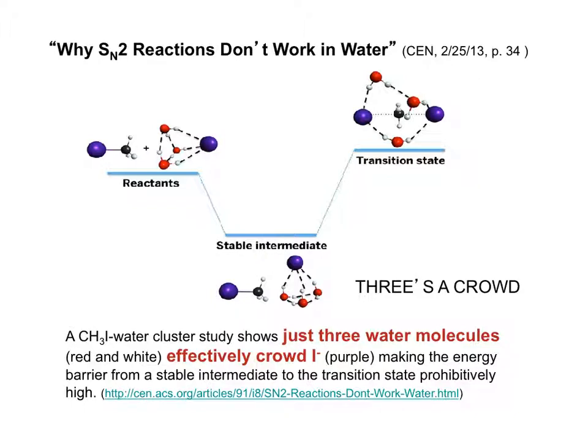In 2013, an article in Chemical and Engineering News appeared on why SN2 reactions don't work in water. Water is a polar protic solvent, and water will stabilize the intermediate. Water does such a good job of stabilizing the intermediate that the activation energy to get to the transition state is so high that the reaction is too slow to get to the product.